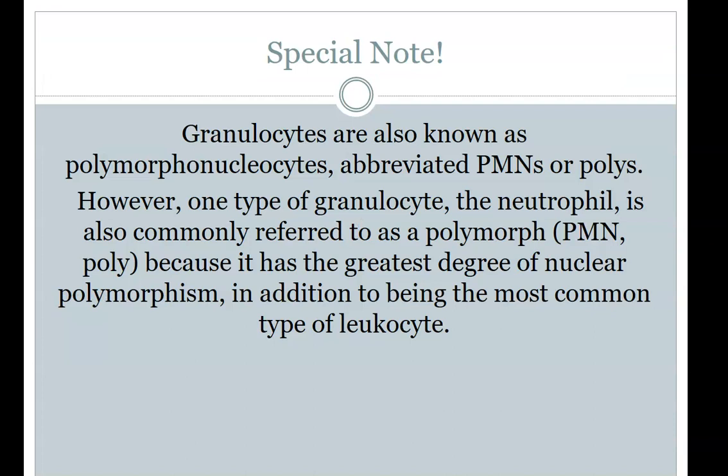Now here's a special note. Granulocytes are also known as polymorphonucleocytes, abbreviated PMNs or polys. However, one type of granulocyte, the neutrophil, is also commonly referred to as a polymorph, the PMN poly, because it has the greatest degree of nucleopolymorphism, and in addition to being the most common type of leukocyte.